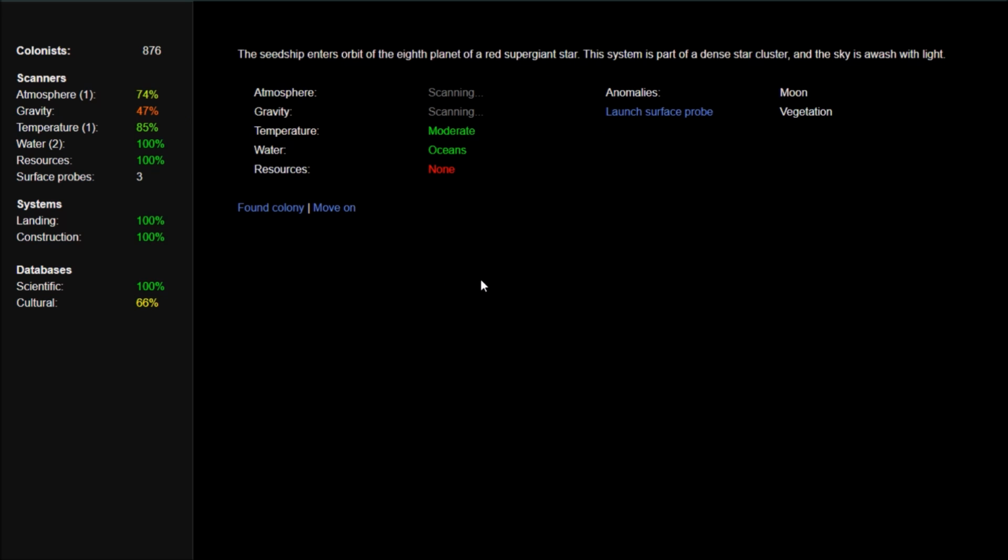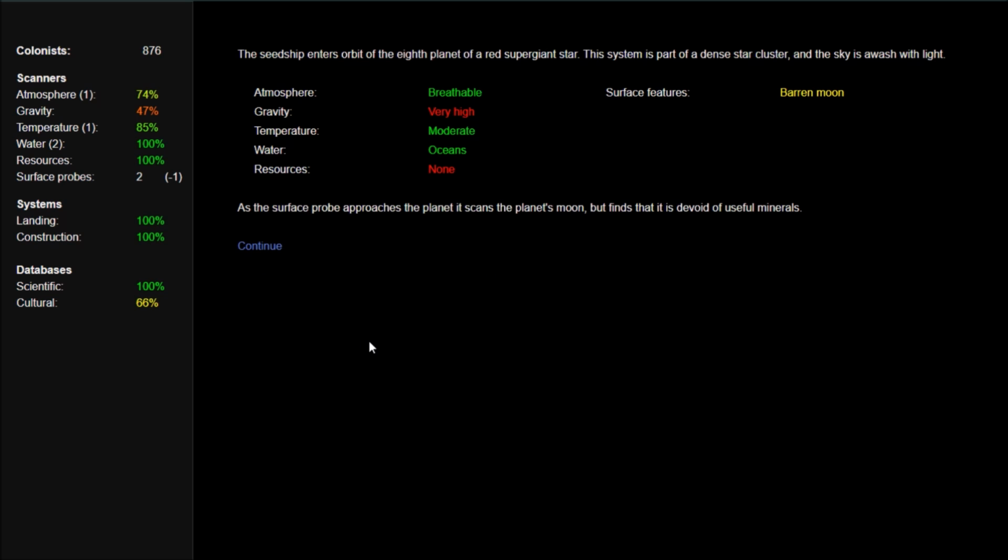Eighth planet. Red supergiant. Breathable atmosphere. That's all we care about. We have oceans. Temperatures. Nice. No resources. That's fine. Let's launch a probe. Vegetation is here as well. Barren moon. And there is plant life, which we can't eat, nor is it poisonous. I think this is it. This is as far as we're going.